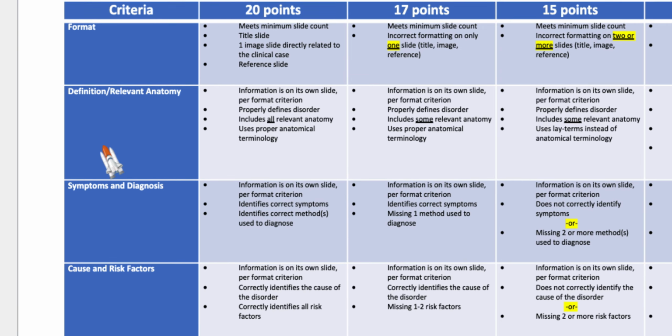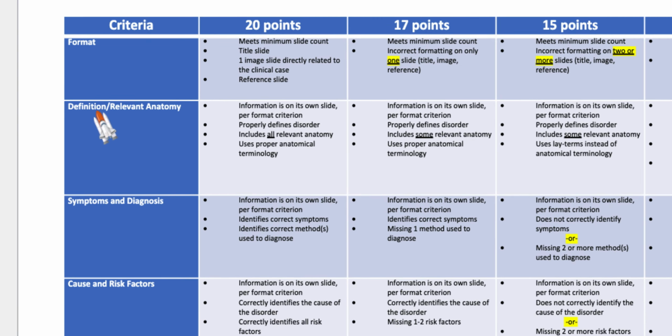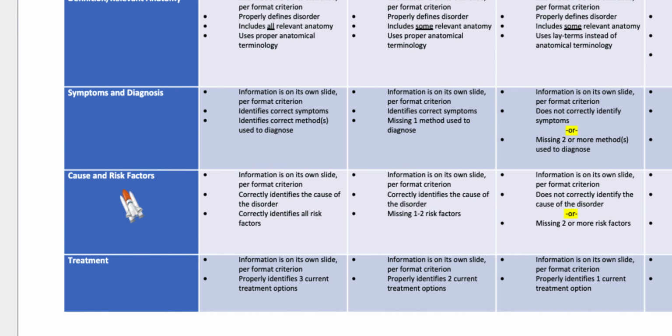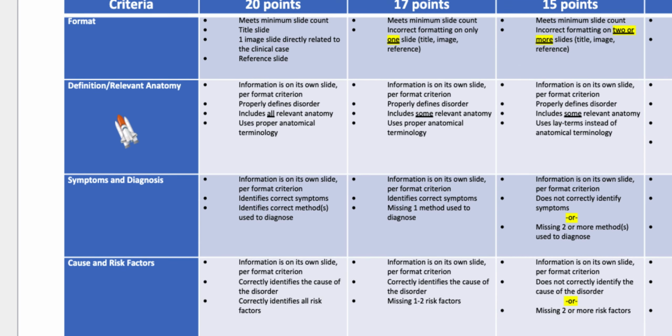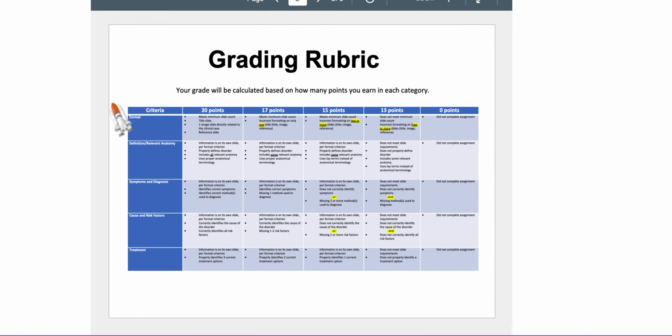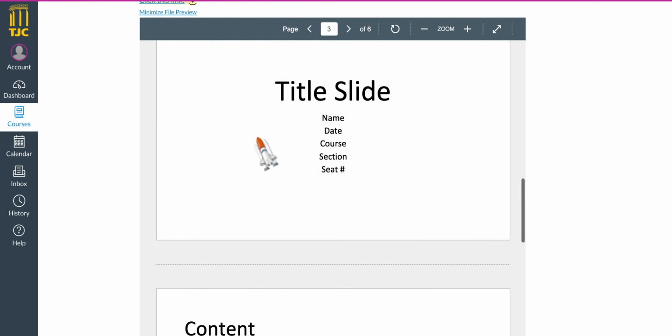For example, you may have a slide titled definition. You might have another slide titled relevant anatomy. You might have another slide for symptoms and one for diagnosis, and one for cause, one for risk factors, and another one for treatment. Now, you are welcome to combine these two onto one slide. Again, just make sure you have at least 7 slides total.